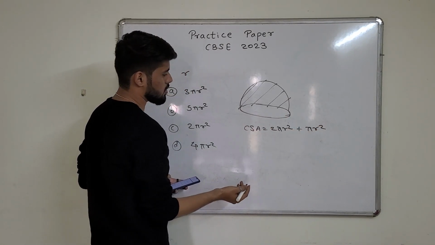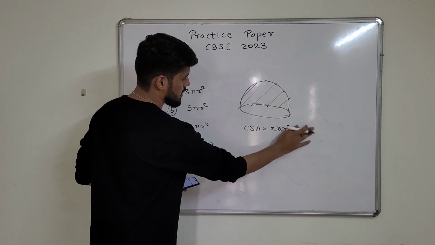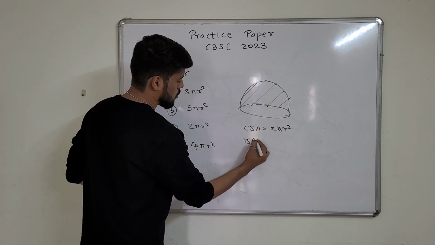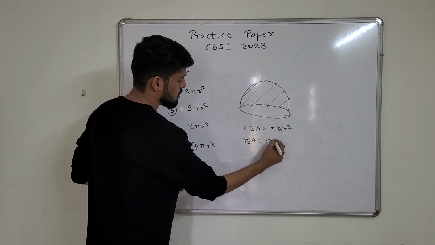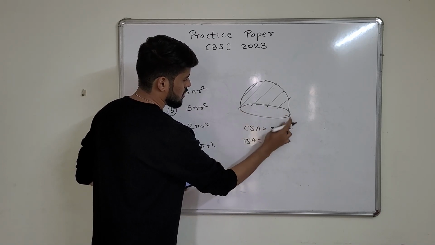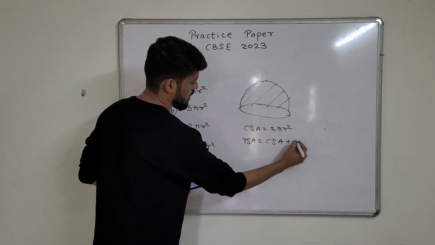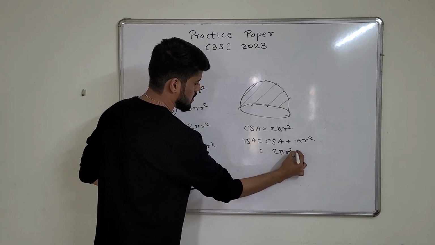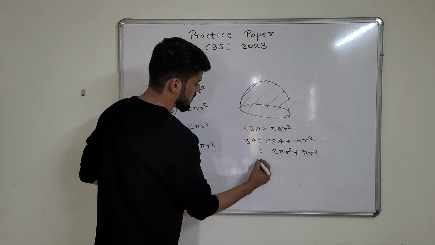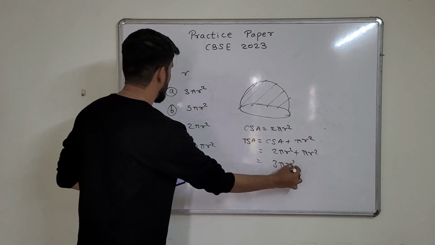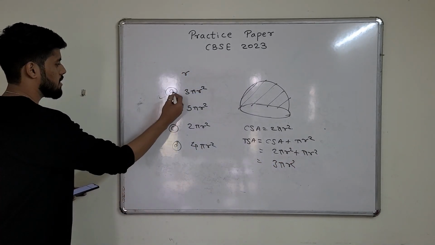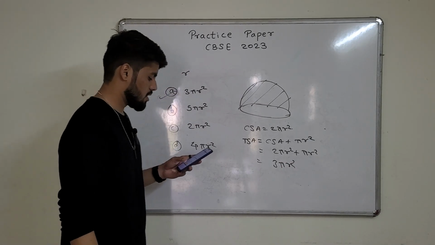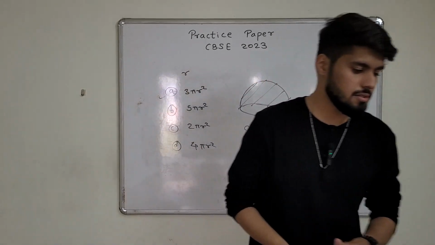We need to find total surface area, right? So what is the formula for total surface area? CSA plus this bottom area, so that is pi r square. CSA is nothing but 2 pi r square plus pi r square. That comes out to be 3 pi r square. Option A is the right answer. Let's go for the next question.